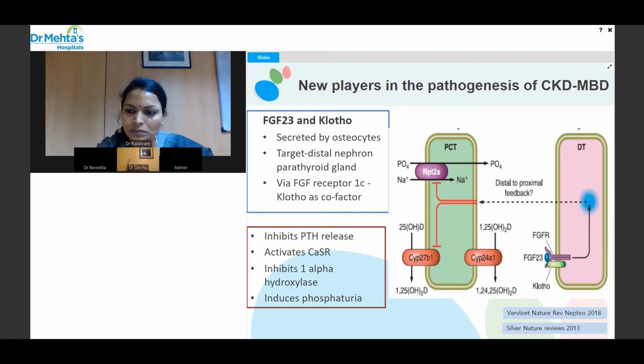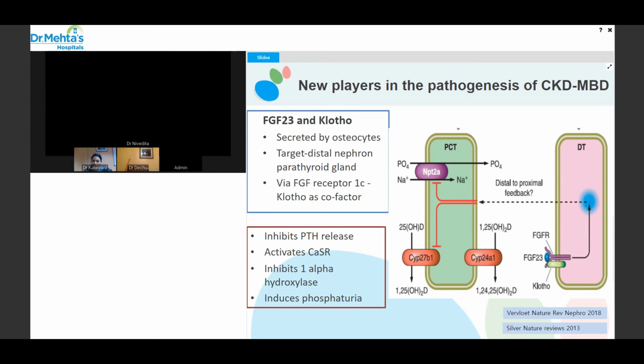The exact mechanism by which FGF23, along with Klotho, which is present in the distal nephron, acts on the NaPi-2a receptors, which are important for phosphate reabsorption, and the 1-alpha hydroxylase in the proximal tubule are not yet known, but this is an area that is being studied actively.